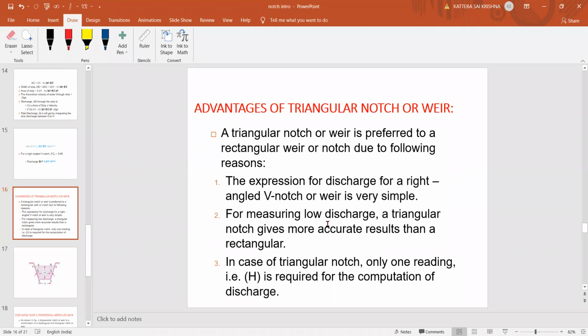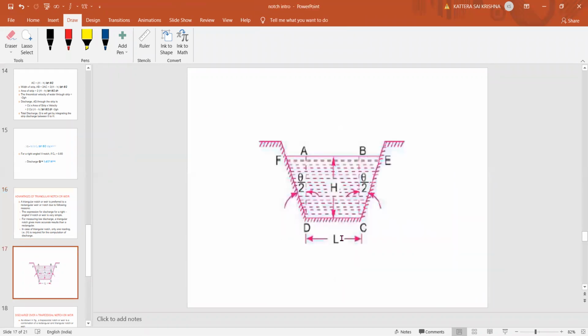In case of a triangular notch, only one reading, that is H, is required: how much height of water is flowing above the crest of the notch is required for calculating the discharge. So that's why it is very easy.